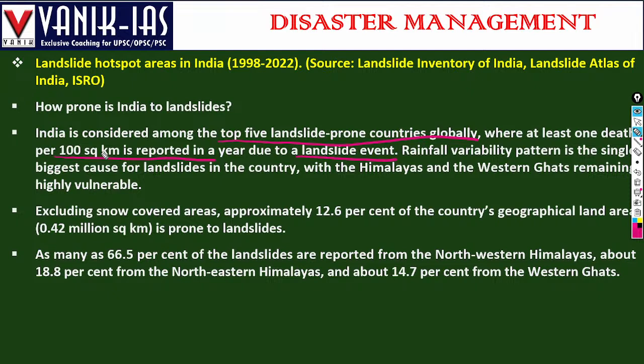So the northwest Himalaya reports 66.5% of landslides in the country, followed by the northeast Himalayas and then the Western Ghats. That means these three areas are more prone to landslides in India. Right?